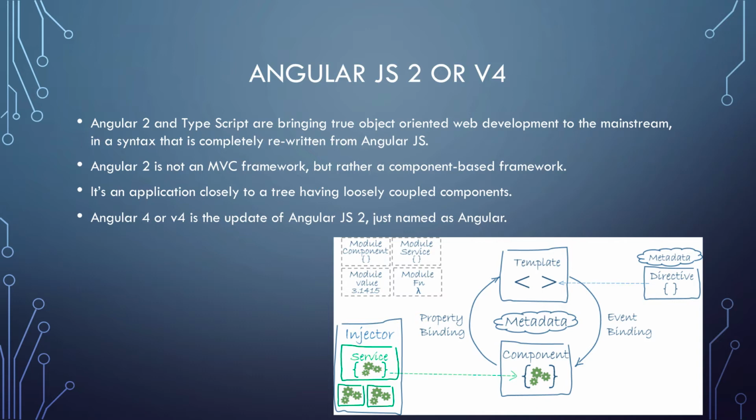Therefore, Angular 2 and V4 were made. Angular 2 and TypeScript are bringing true object-oriented web development to the mainstream in a syntax that is completely rewritten from AngularJS. Angular 2 is not an MVC framework, but rather a component-based framework. It's an application closely resembling a tree having loosely coupled components. Angular 4 or V4 is the update of Angular 2, just named as Angular. Just like all technologies, things are always going to get enhanced, and therefore after AngularJS 1, Angular 2 was made and V4 was made, and so on.